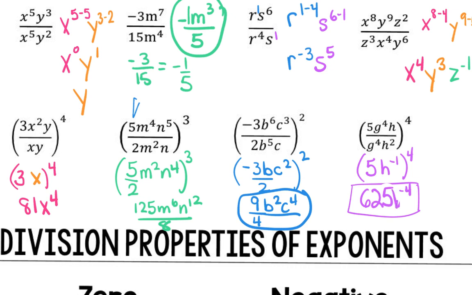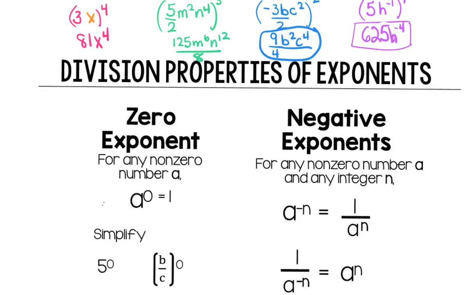And then we have h to the negative fourth power, because negative 1 times 4 is negative 4. Now we have a few more properties to talk about. The first one is the zero exponent. For any non-zero number a to the 0 power, it is always going to be 1.